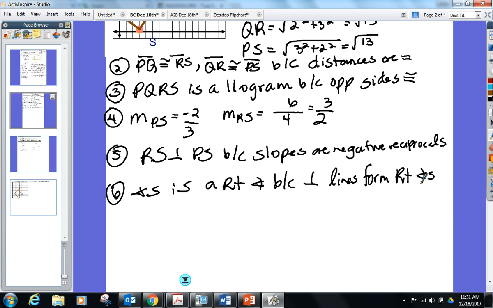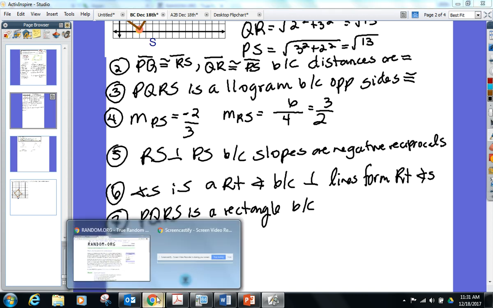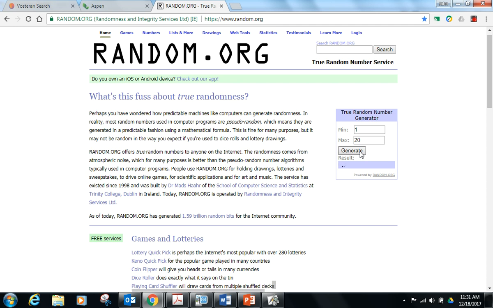Are we done? Darn right we are. PQRS is a rectangle. Why? Because, stop, don't say anything. We'll hear from somebody. Because, here you go.